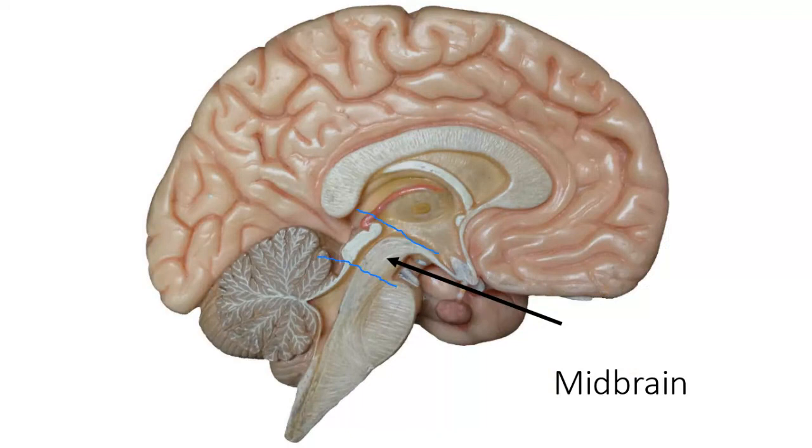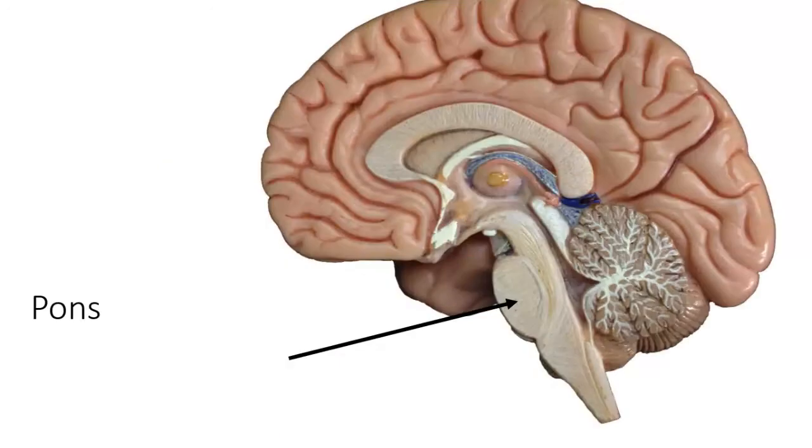The next part of the brainstem is the pons, which means bridge. It's this fat swelling here. It's directly in front of the cerebellum, right there. It's in the middle.